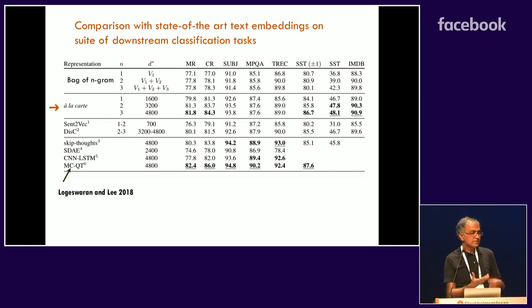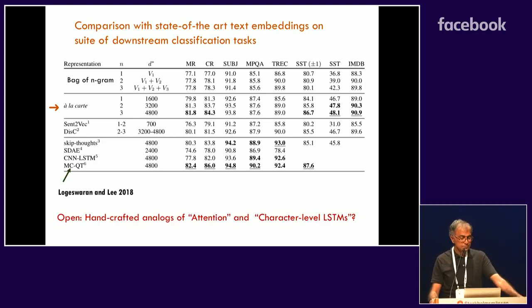So here's a handcrafted embedding, which actually beats very powerful deep learning methods on downstream tasks. Now, possibly, and many people suggest this, what this means is that these classification tasks are too easy, and they're not really relying too much on a good understanding of language structure. Very likely true. And an open problem for theorists is to look at these embeddings and try to come up with handcrafted analogs of attention and character level LSTMs. That's an open problem.